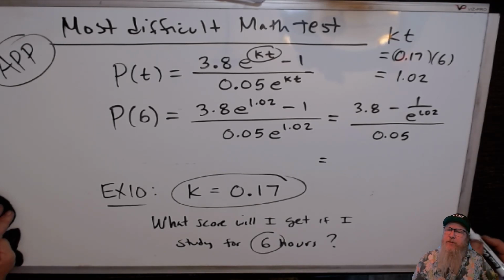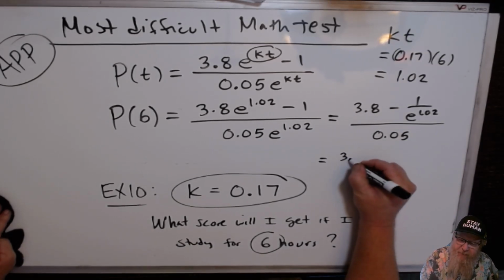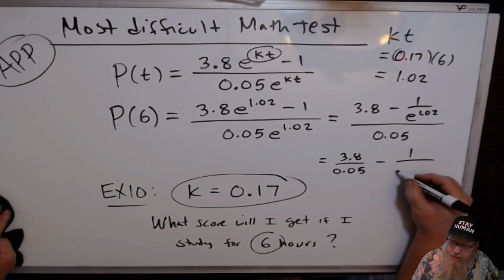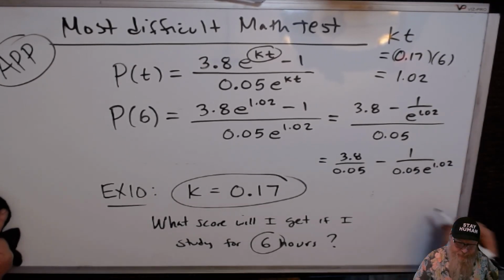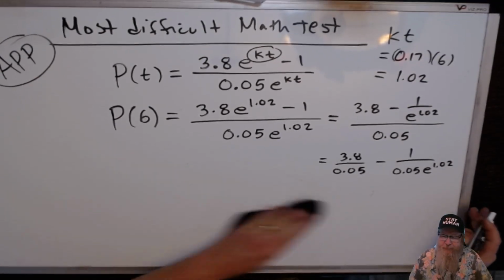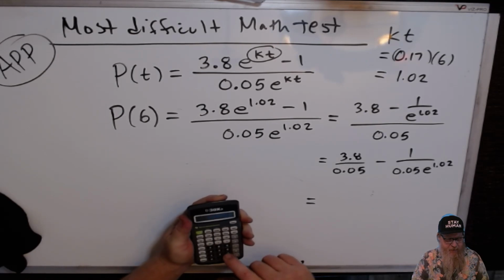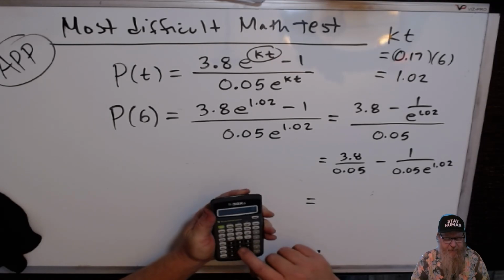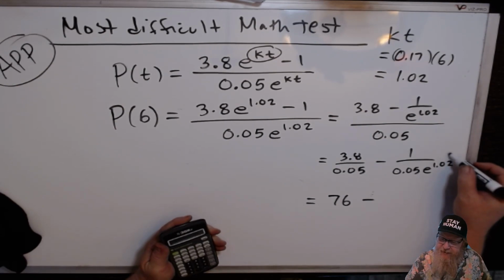Just dividing everybody by that. You could even continue to divide. That would be 3.8 divided by 0.05 minus 1 over 0.05 e to the 1.02. Now break out your calculator. 3.8, I'm going old school here, divided by 0.05, which is 76. And then this is going to be a small number.